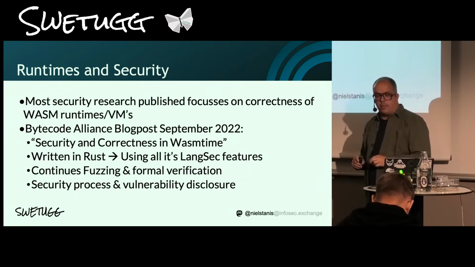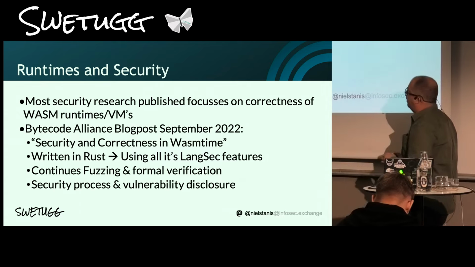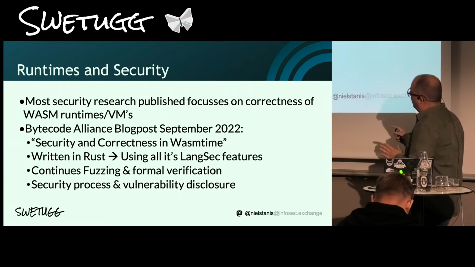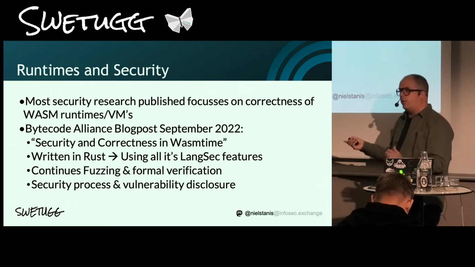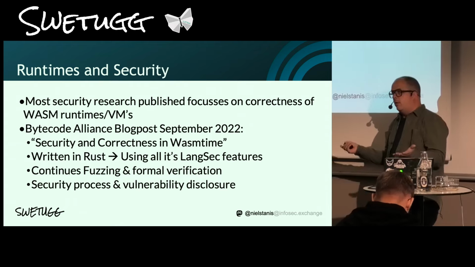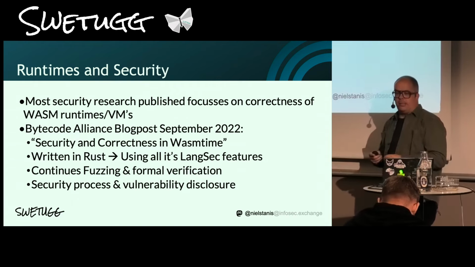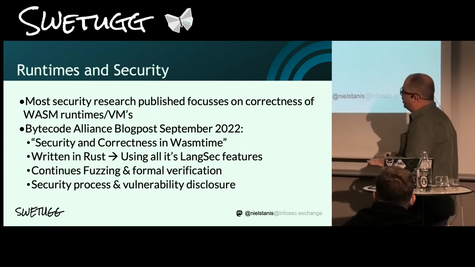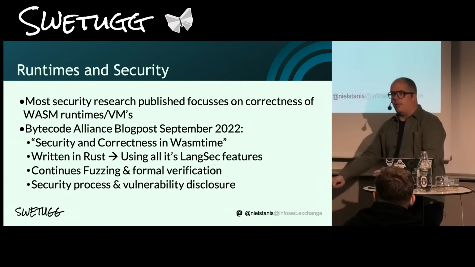And the cool thing is that the Bytecode Alliance is pretty open about how they implement Wasmtime. There is a blog post where they talk about security and correctness. It's been written in Rust, and they use all the language features of it, right? With Rust, you need to talk about ownership, and it's all about explicitly covering all code paths, which makes it quite solid. And they also do continuous fuzzing and formal verification. And they have a real process for when issues get disclosed.